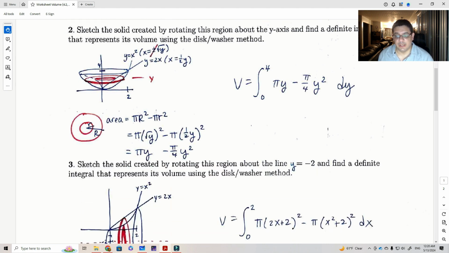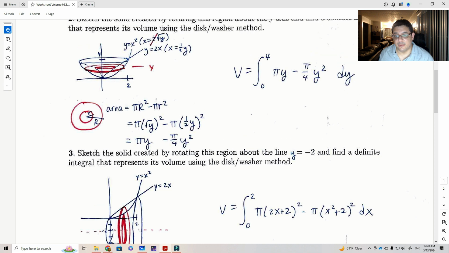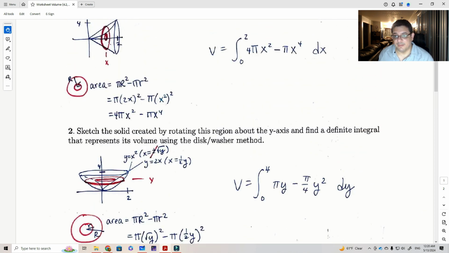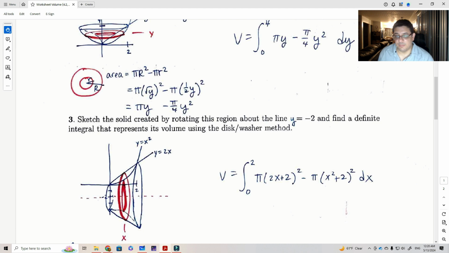Now question number 3 asks us to sketch the solid created by rotating the region around y equals minus 2. So now we're back to the first case, but instead of having the x-axis, we're moving the axis of revolution to the line y equals minus 2. That's going to be exactly the same idea, pi r squared, but we're going to have to change the axis of revolution. The area is the same. We're still going to go from 0 to 2. And we're still revolving this area around a given axis, which is in this case the y equals minus 2 line.